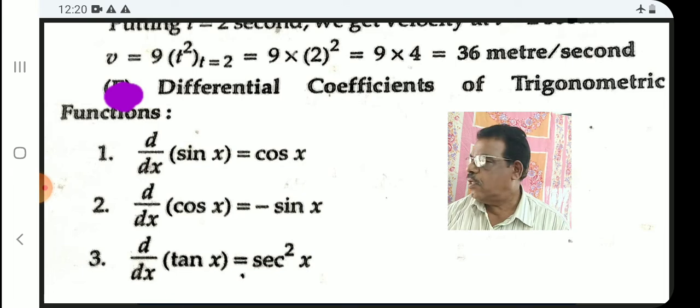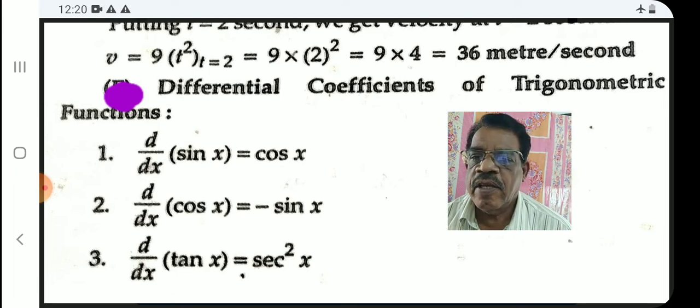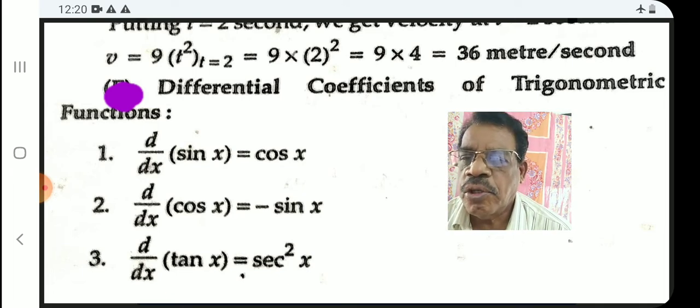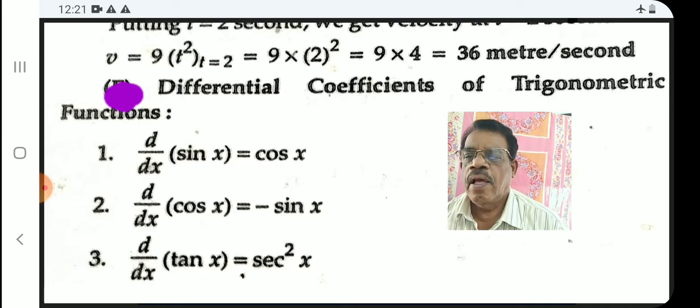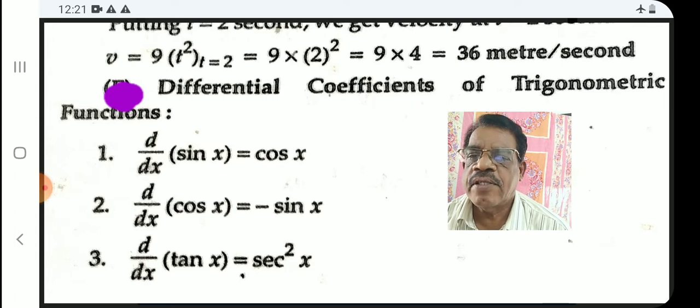Differentiation is a vast topic, and here we write only important equations that we need for our study. Number 1, d by dx of sin x is equal to cos x.